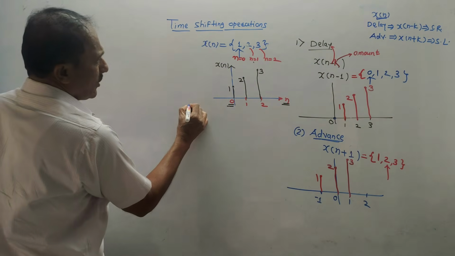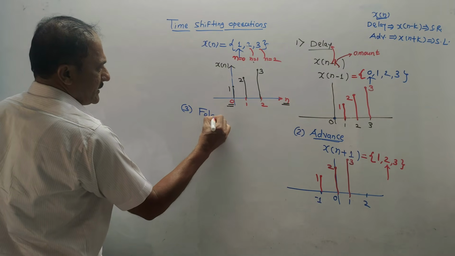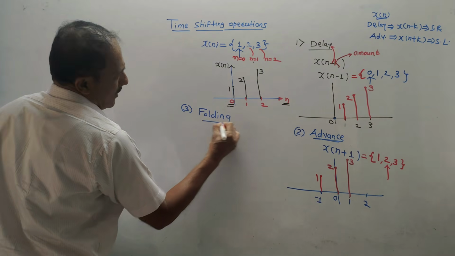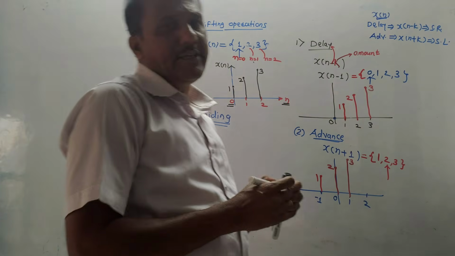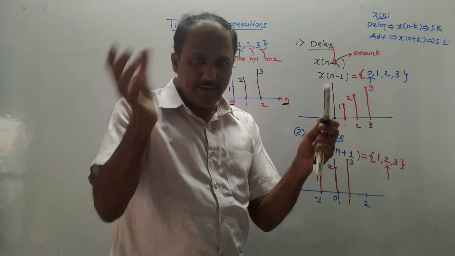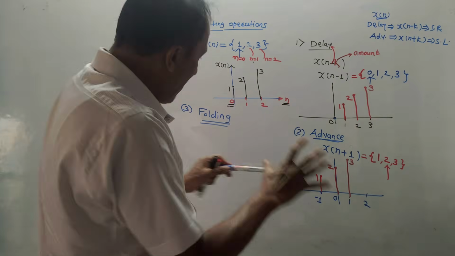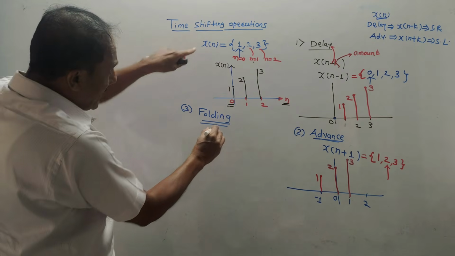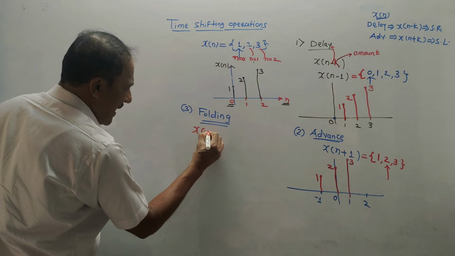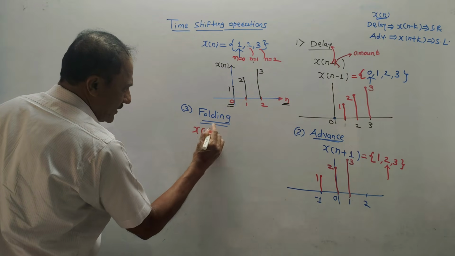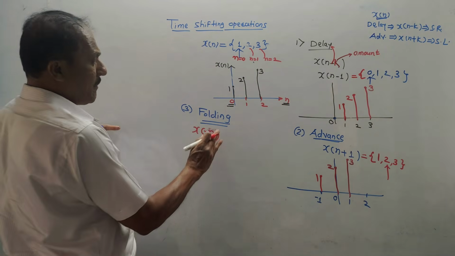Now, the third operation is the folding operation. This is the most important operation. Folding is also called a mirror image. We know that in case of a mirror image, the left side and right side are interchanged. Mathematically, the folding of a given sequence x of n is denoted by x of minus n. Do remember this notation: folding of a given sequence x of n is denoted by x of minus n.